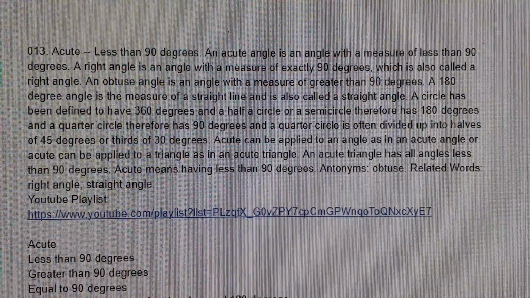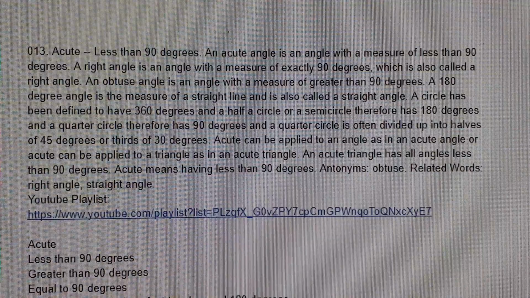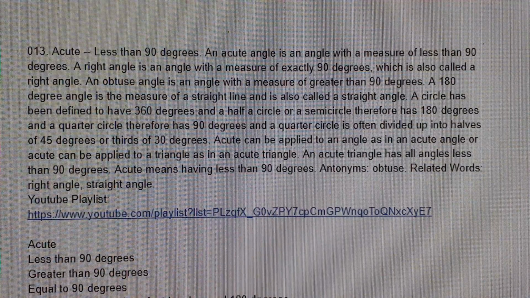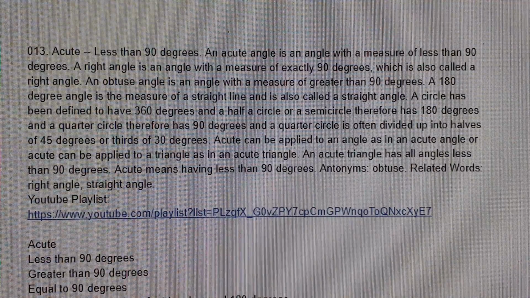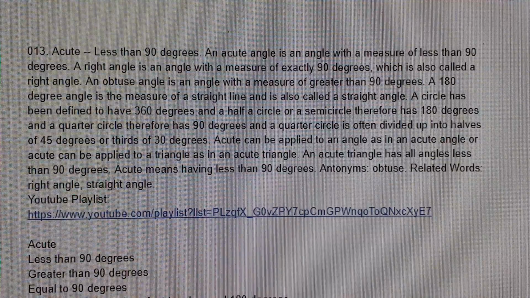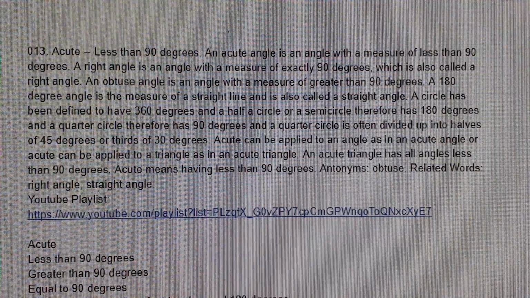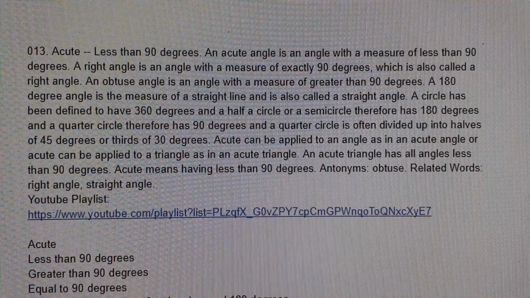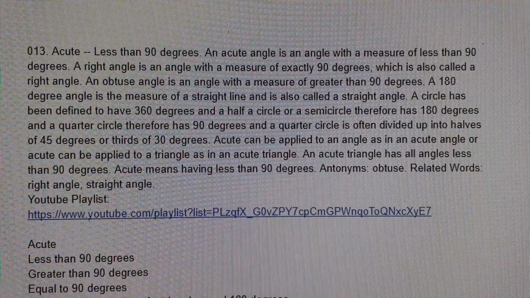Acute, less than 90 degrees. An acute angle is an angle with a measure of less than 90 degrees. A right angle is an angle with a measure of exactly 90 degrees, which is also called a right angle. An obtuse angle is an angle with a measure of greater than 90 degrees.